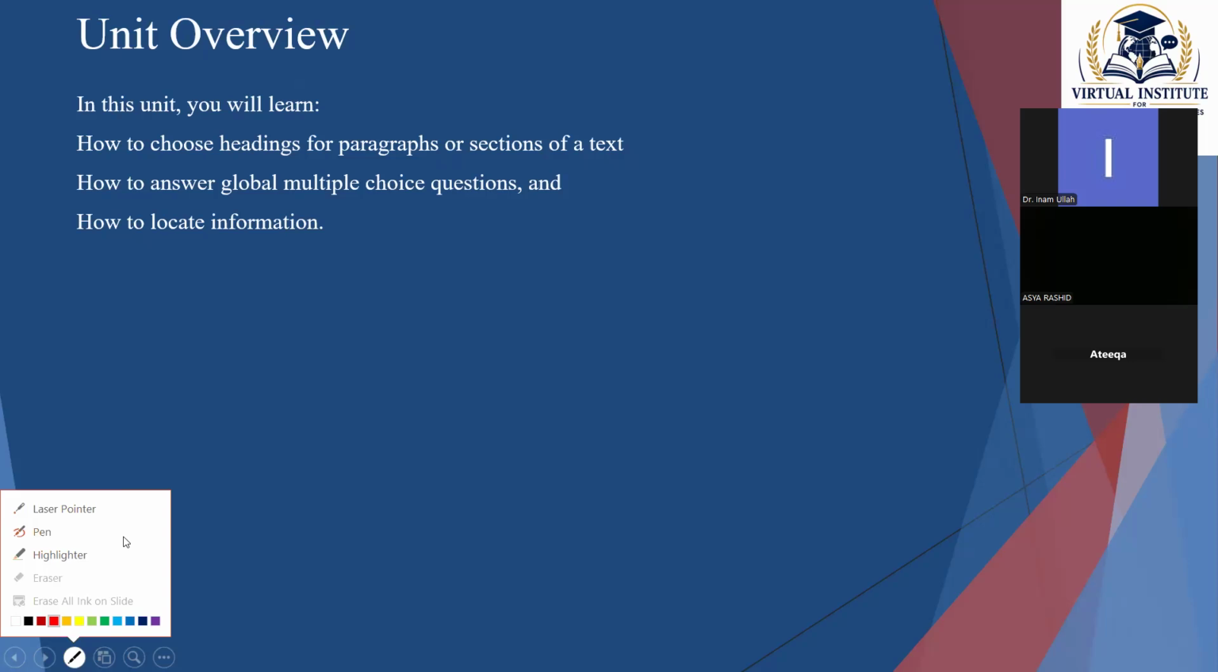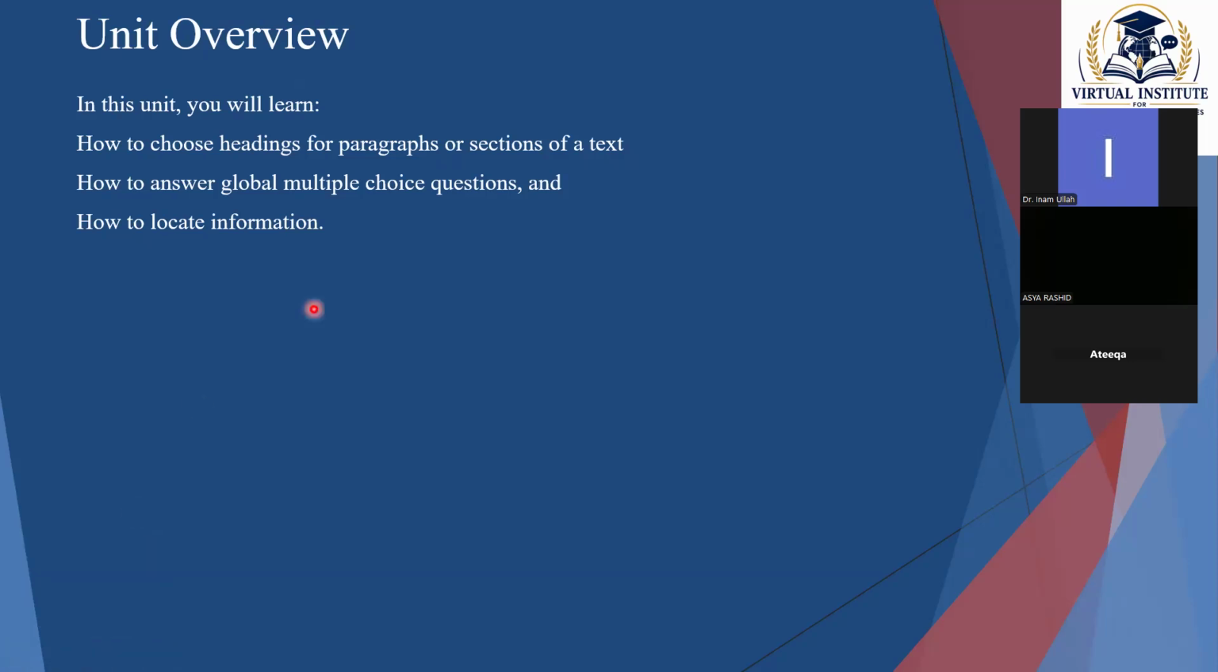So in today's lecture, we'll be learning how to choose headings for paragraphs or sections of a text, right? And we'll also be looking at how to answer global multiple choice questions. And along with that, we will be learning how to locate information, right? So these are the objectives of today's lesson.